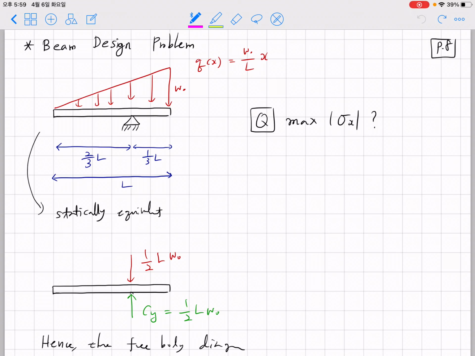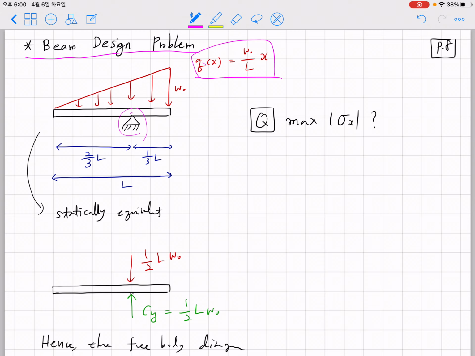As a third topic of today, let's solve one example beam bending, beam design problem. In this problem, we have one simple support. It's not exactly the midpoint, it's the two-thirds point of the beam, and we have a non-uniformly distributed loading from the top. The non-uniformly distributed loading can be written as Q(x) equals W0 over L multiplied by x.